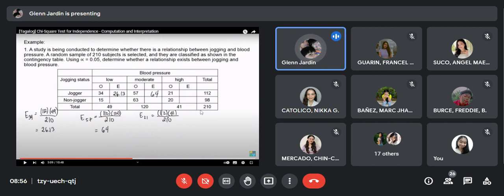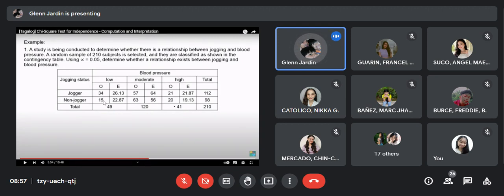Yes. 112 times 41 divided by 210, sorry for that, and that will be 21.87. Okay, we have completed that part. So next is the next part of the non-jogger, no? There, that's completed as well.